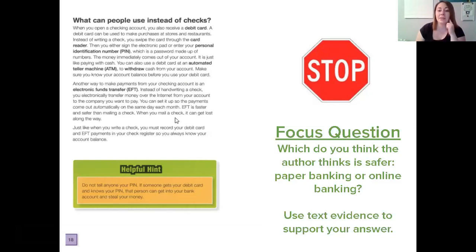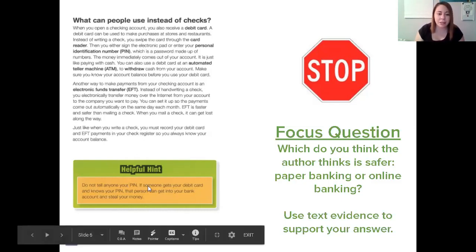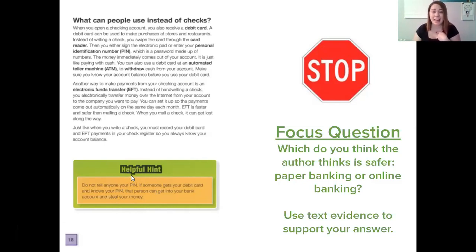So I'm thinking that the author thinks that online banking is better because they said it's safer, because if you're mailing a check, it could get lost, okay? And if you're doing it online, it can't really get lost, okay? So that's a thought. And then a helpful hint, do not tell anyone your PIN. If someone gets your debit card and knows your PIN, that person can get into your bank account and steal your money. Ooh, so that's kind of dangerous too with online banking. Okay, that makes it a little less safe, but I'm in control of that because if I don't tell anyone my PIN, okay, then they can't steal the money that way by knowing my PIN.